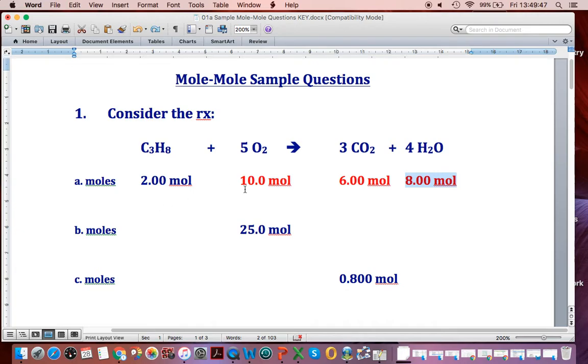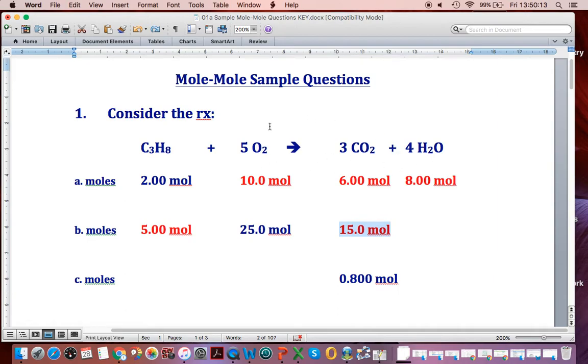So we always multiply by the coefficient where you're going, what you don't know, and divide by the coefficient of where you're starting from. So we do the same thing for here. Now we have 25 moles, and we're going to multiply it by 1 and divide by 5. And so there's our 5 moles. Now I go 25 times 3 divided by 5. And then I go 25 times 4 divided by 5.